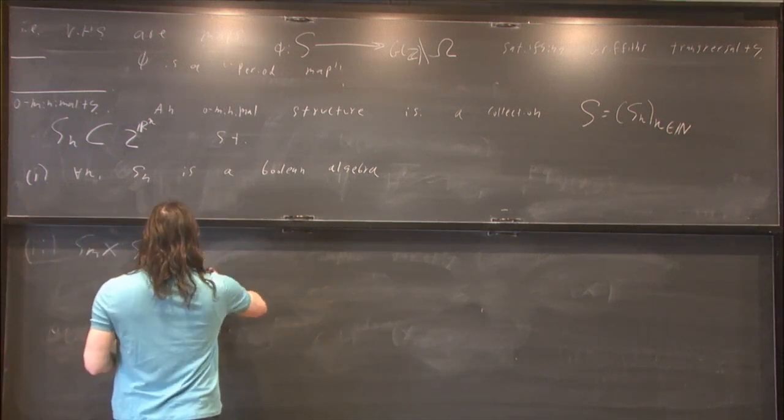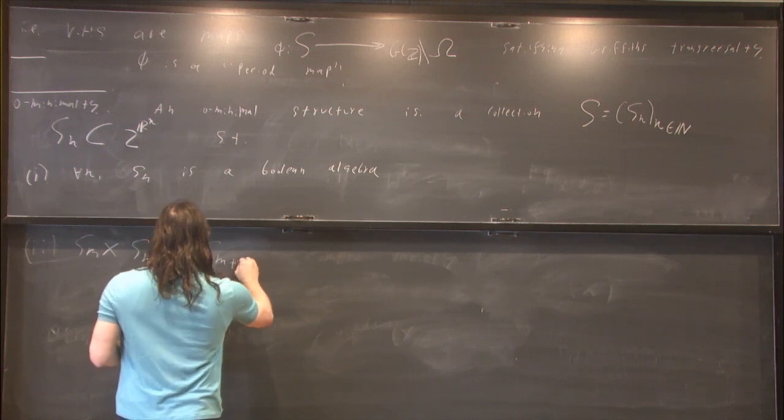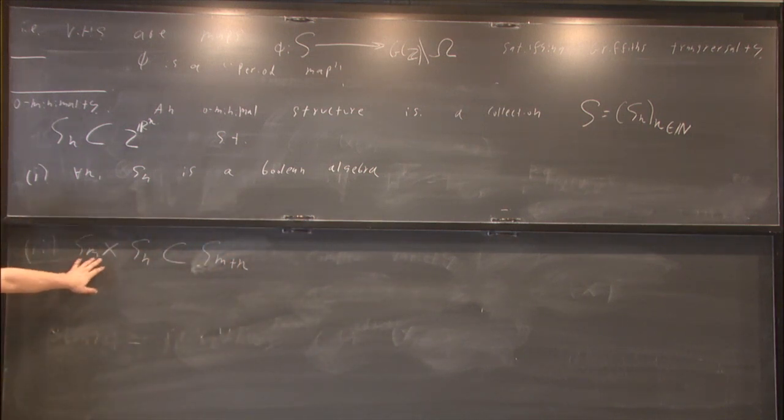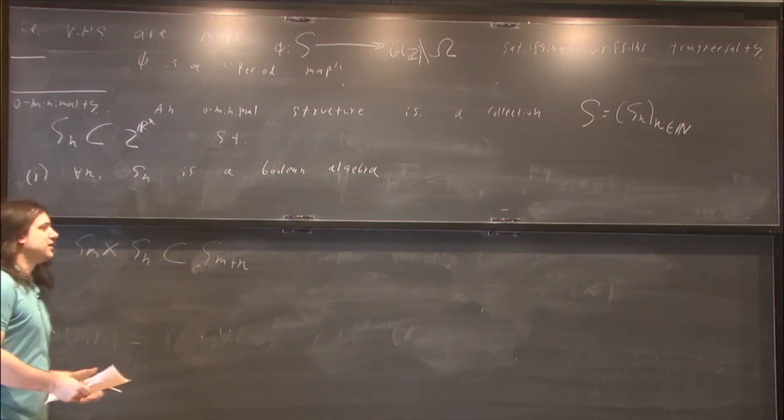Sorry, this is S_m plus n. Yes, I just saw that. Thank you. Right, so if I take something in S_m and something in S_n, and I multiply them, they're in R to the m plus n, and that should be definable.